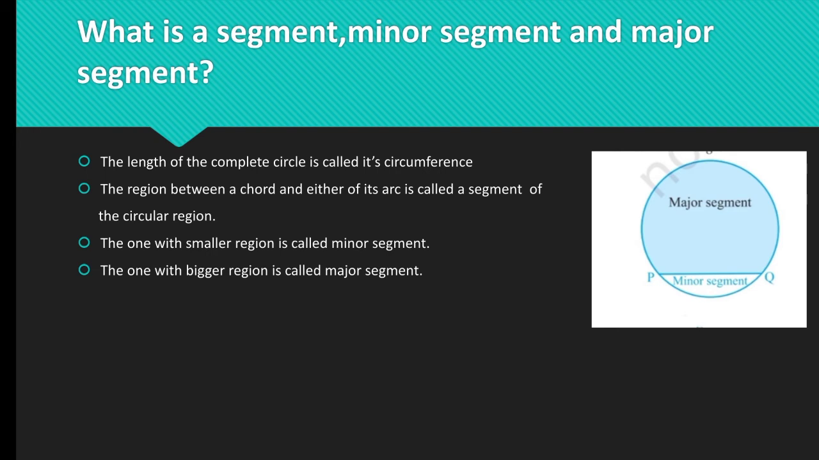Now, a segment is always divided by the chord and the circumference or the arc. The smaller region is called the minor segment. As you can see, it is shaded in white. And the bigger region is called the major segment. As you can see, it is shaded in blue. So the small is always minor, whereas the big is the major.